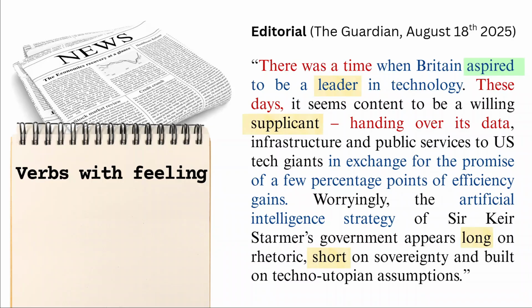Also, consider these words highlighted in yellow: leader, supplicant. Sir Keir Starmer's government appears long on rhetoric, short on sovereignty. Leader, supplicant, long, short. These are examples of lexical contrast. In one sentence, leader in technology is contrasted with supplicant. Supplicant is someone who's not a leader, someone who's following someone else.